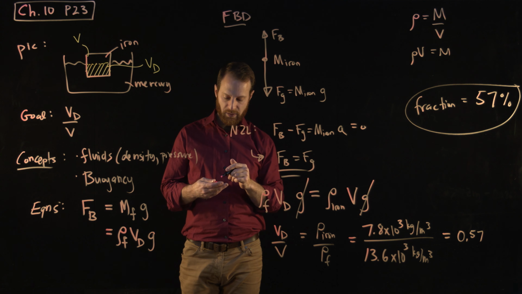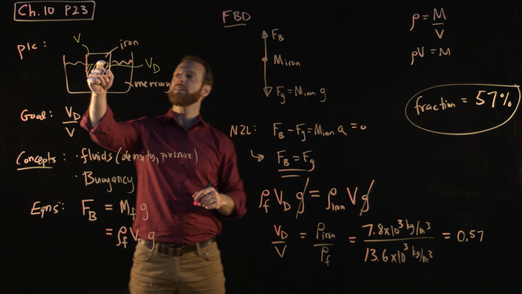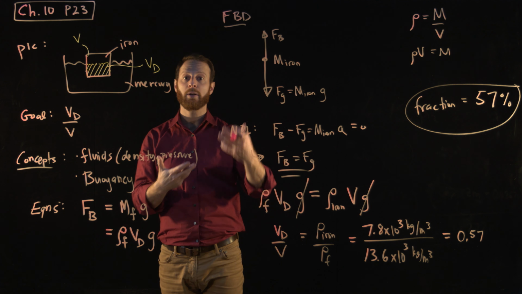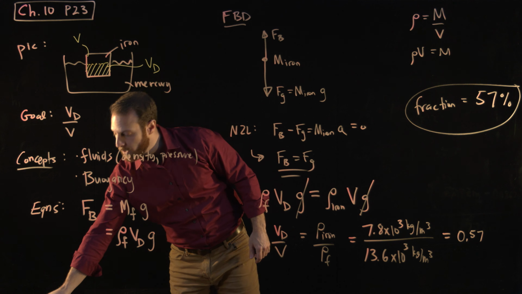And does that make sense that not all of it is submerged? Yes, the density of iron is lower than the density of mercury, so some amount of it will stay above the fluid.